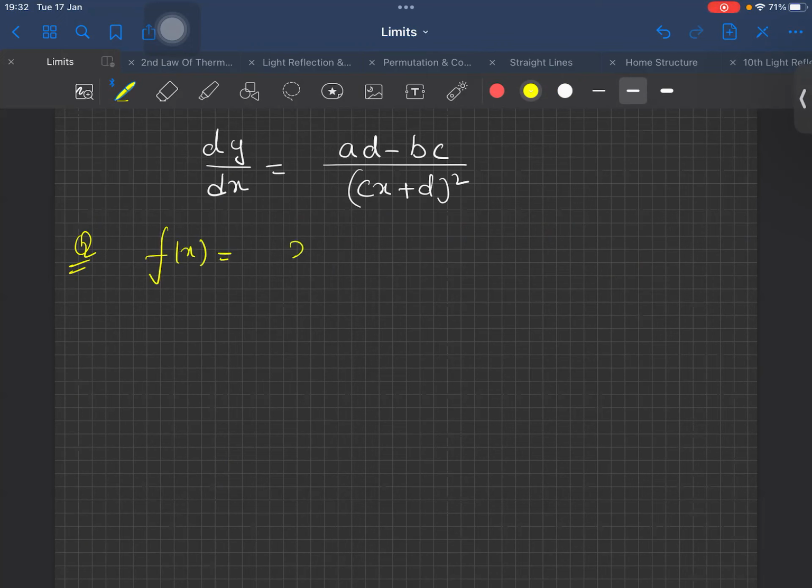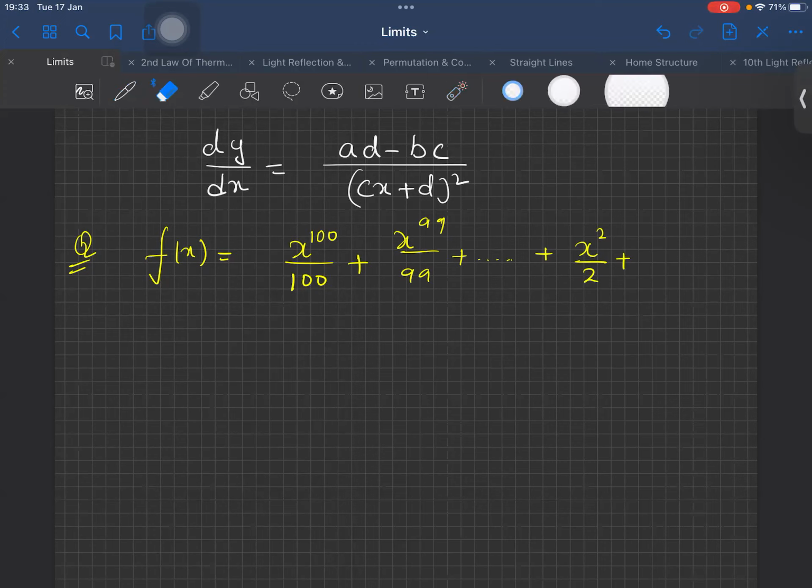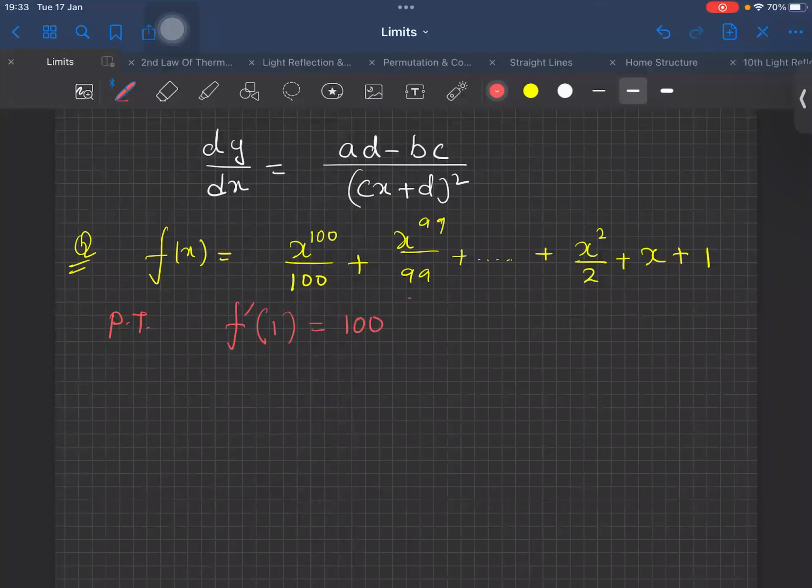f(x) is equal to x to the power of 100 upon 100 plus x to the power of 99 upon 99 up to x square by 2 plus x plus 1. You have to prove that f'(1) is equal to 100 times f'(0).